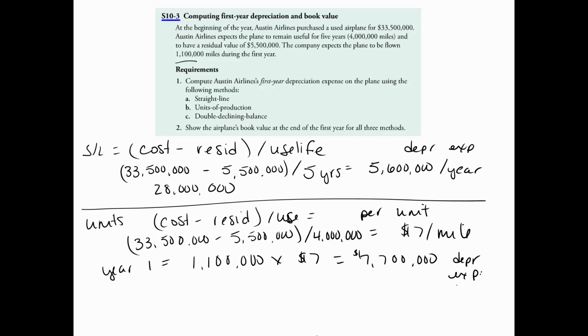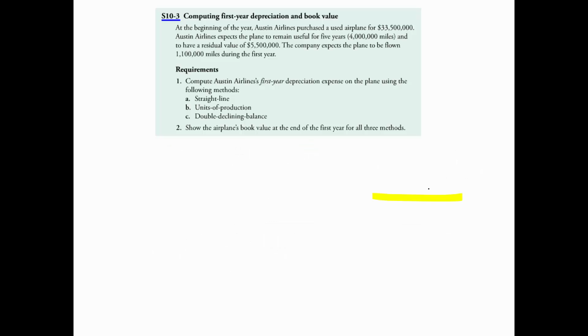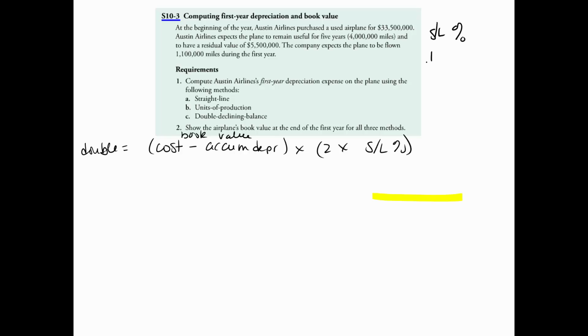Now, I'm going to run out of room here, so I copied the same thing over on this slide. Just ignore that yellow mark. And so now we're going to do double declining, which will be cost minus accumulated depreciation, also known as the book value, times 2 times the straight line rate. So the straight line rate is 1 over 5 years, or 20%, and then I double that.